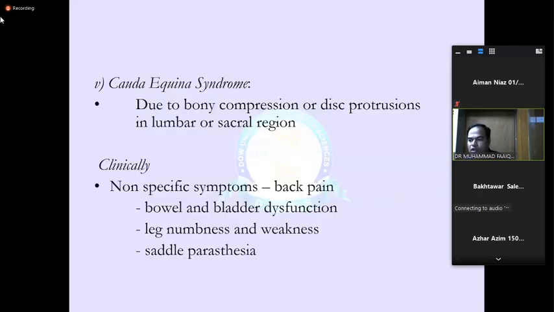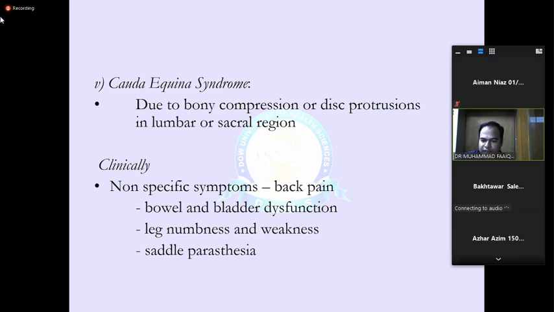Cauda equina syndrome, as I told you, you will see this sort of patient when you are posted in our ward. Although it is a triad, at least you should know at this level that cauda equina syndrome is a triad of three things: lower extremity weakness, saddle anesthesia, and autonomic dysfunction. Autonomic dysfunction, for example, bladder dysfunction, bowel dysfunction, sexual dysfunction.